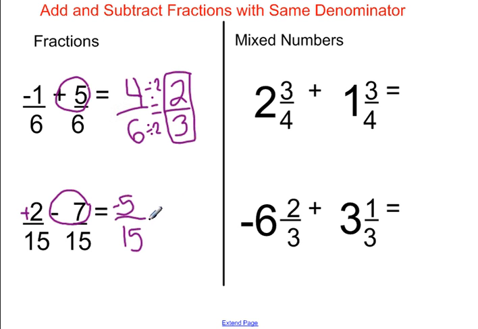And again, I can make my answer even better by reducing it. I can divide both the top and bottom by 5, which will leave me with 1/3. Don't forget that negative. Negative 1/3.